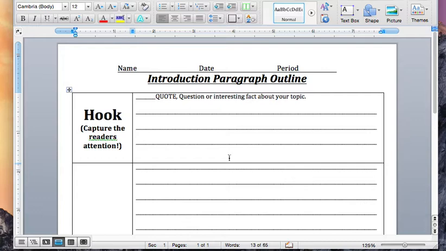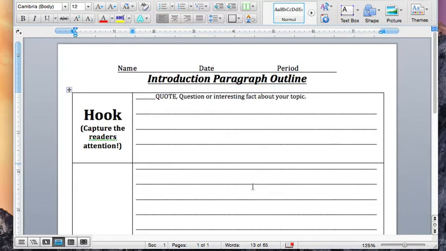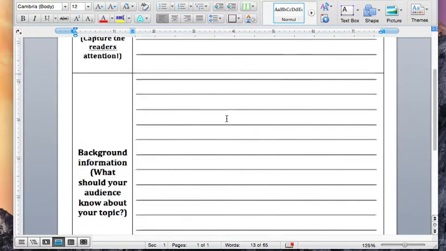All of this, these 2 boxes first, are ways to set your reader up for what they're about to read, not to help them form an opinion. So it's just fact-based. Please, please, please do not put, oh, it was because of this, this, and this, or it was horrible, or it was bad, or good, or whatever it was, yet, because you want to save that for last. Your hook, again, is a quote, a question, or an interesting fact.